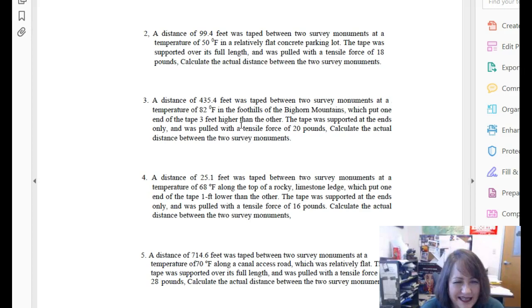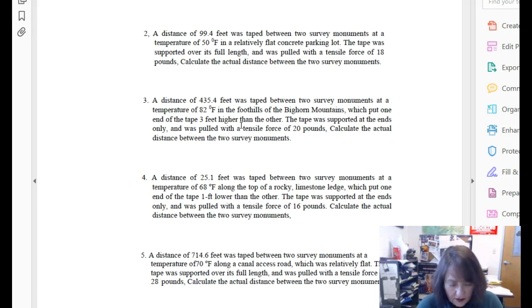The tape was supported at the ends only. That means that we have a sag correction. Sag always shortens the tape, doesn't it? So if it shortens the tape, that means that we are going to subtract it from the tape. I'm just going through this, making sure I get all my numbers correct. And then we have a tensile force of 20 pounds, and the tape is standardized at 20 pounds, so there's no pull correction at all.